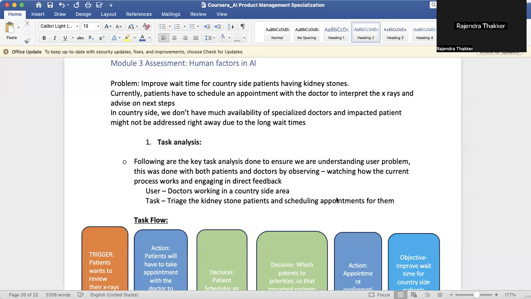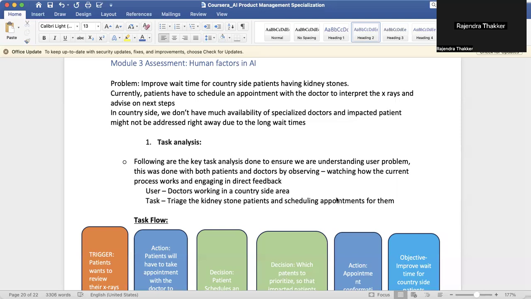Today I'll be presenting the Module 3 assessment for human factors in AI. Let me just give you a brief overview of the problem. We want to improve the wait time for countryside patients having kidney stones. Currently, patients have to schedule an appointment with a doctor to interpret the x-rays and advise on the next steps. We don't have much availability of specialized doctors, and impacted patients might not be addressed right away due to the long wait times in the countryside.